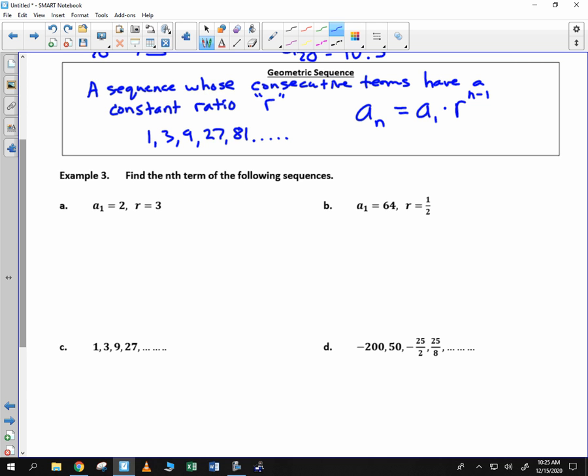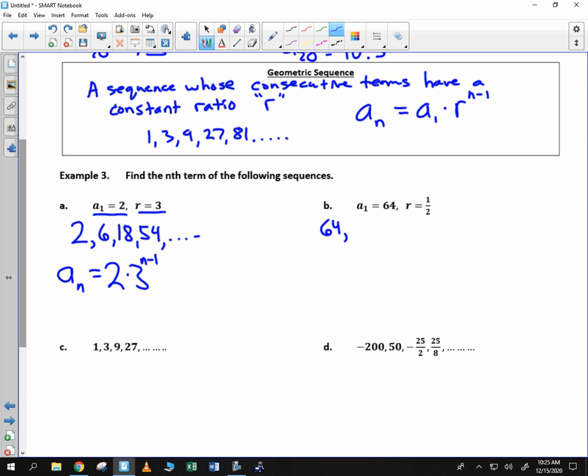So let's first understand the sequence. It says the first term is 2 and the ratio is 3. If the ratio is 3, that means your next term is 6, then 18, and 54, and so on and so forth. So a sub n is equal to your first term times 3 to the n minus 1. And that's it.